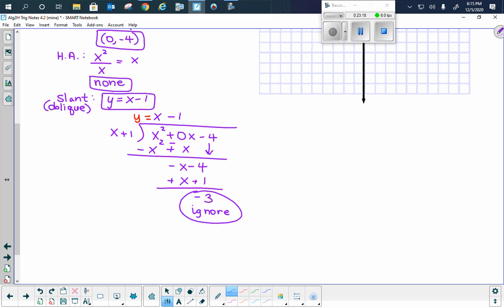Now, why does it have to be? Think about, why do we say for a slant asymptote, based on the answer you just got, why does the degree have to be exactly one more than the other? And hopefully you're thinking, oh, because slant asymptotes are still lines. It has to be linear. Okay, that's why it has to be one more.